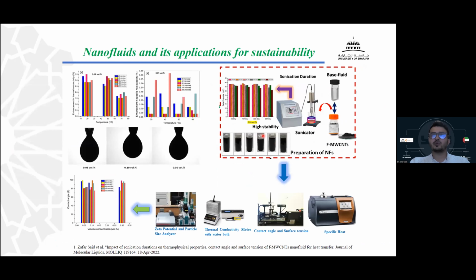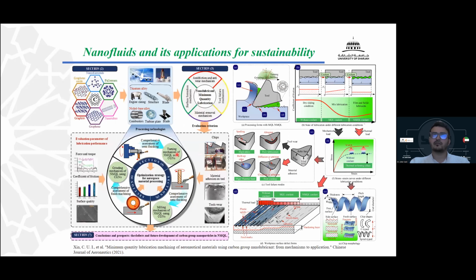This is another area where we use nanofluids with lubricants. For example, we try to see the contact angle and surface tension. And the application of this later leads towards, for example, minimum quantity lubrication, where you have a lot of grinding and cutting tools in aerospace applications, for example, titanium alloys, nickel-based alloys.